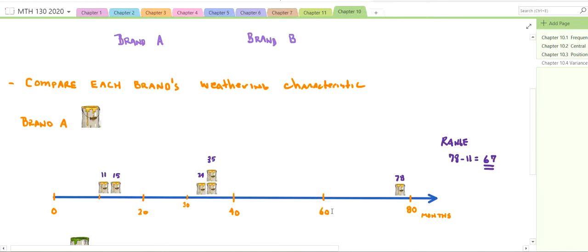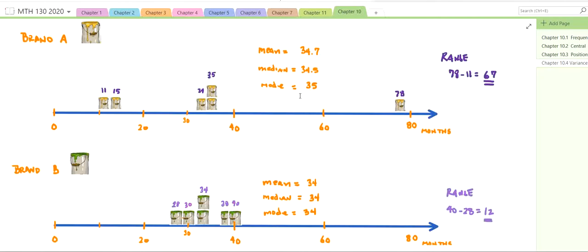So let's do some calculations here using what we know. For the first set, brand A, if I calculate the mean, the median, and the mode, I get 34.7, 34.5, and 35 respectively. For the second brand, if I do these same calculations, I get 34, 34, 34 across the board. So based on our central tendency rules, it looks like brand A is the better brand than brand B. But would you necessarily say this? I mean, if you go out and buy brand A, you just might end up with a can of paint that only lasts 11 months.